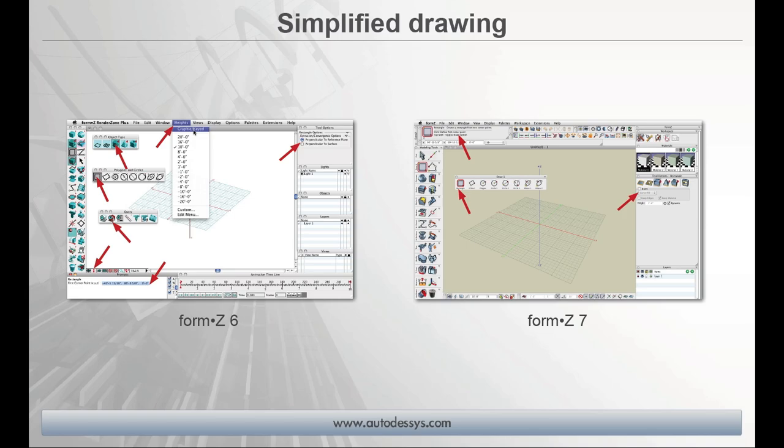Now let's see how much faster and easier it is to actually create objects in formZ 7 with its new simplified drawing workflow. In previous versions of formZ, on the left, the parameters that control the creation of objects can be found at various locations throughout the interface. In formZ 7, on the right, we have drastically consolidated and simplified these parameters, giving you faster and easier access. So let's see how this works by creating a few objects.